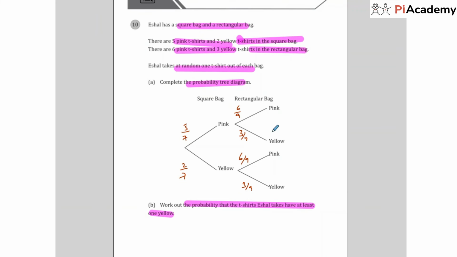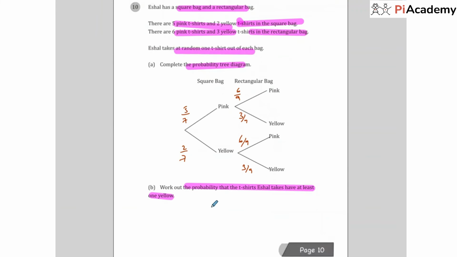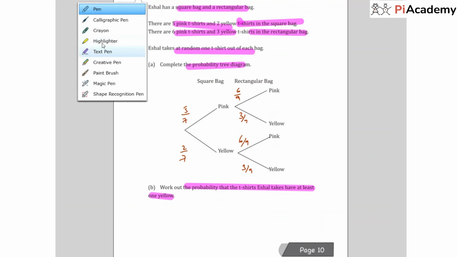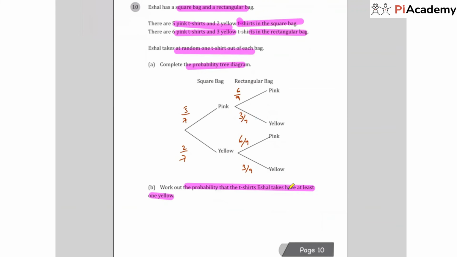Good, Arav. Now, work out the probability that the T-shirt Ishal takes have at least one yellow. Have at least one yellow. That's the key word here. At least one yellow. So, yes, go ahead, Arav.